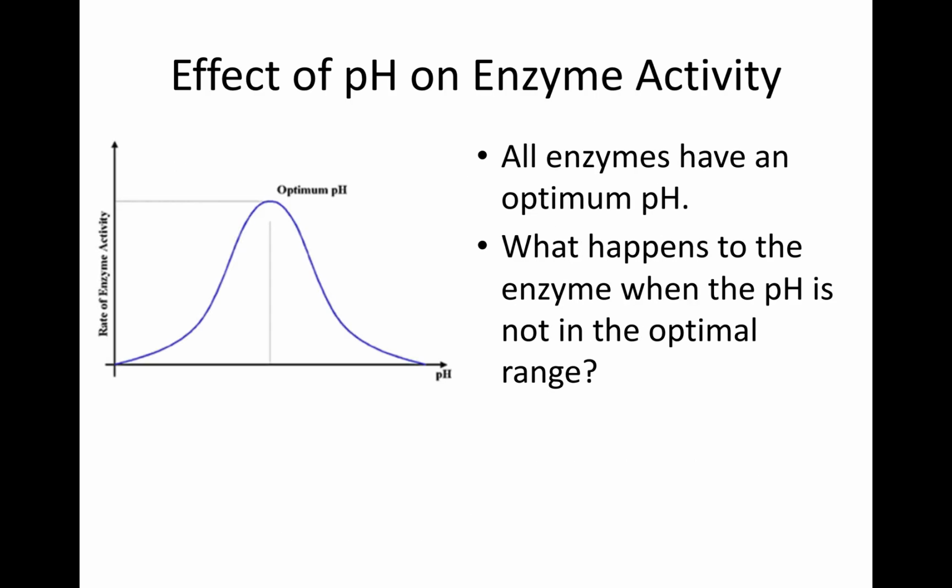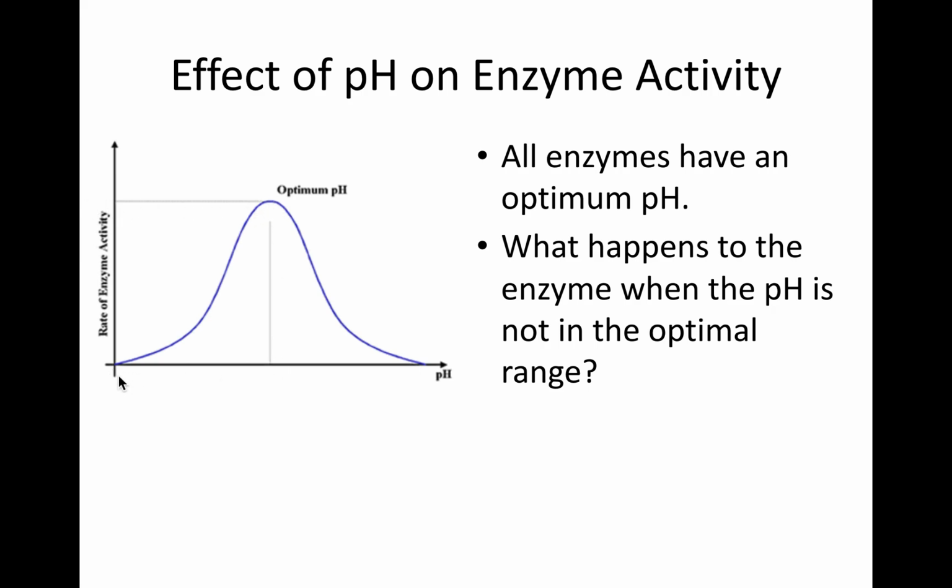Here's one showing the effect of pH on enzyme activity. Every enzyme has an optimum, which is another word you want to be used to using, an optimum pH, the one they like best, where they're going to get the most product from their substrate. This point here at the top of this bell-shaped curve would be its optimum pH, because you can see it has the highest rate of activity.